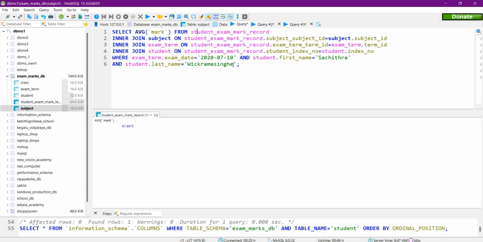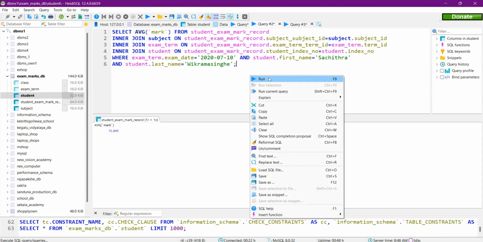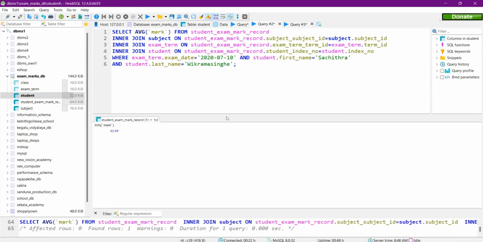Finally, we have given three conditions saying that the exam date should be 2020 710, and the first name should be Sachitra and the last name should be Vikramasinghe. So this is the query for the third question. So I'm going to run this query and let's see the answer. So you can see we got an answer saying that 63.09 is the average mark of Sachitra Vikramasinghe's total mark.